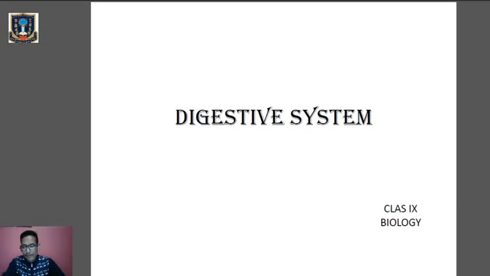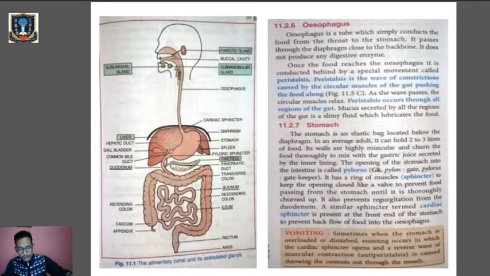Welcome to biology class. We are dealing with the chapter digestive systems, so we'll continue with this chapter only. Today we are going to learn about the oesophagus and the stomach and the other part of the digestive system. So oesophagus, that means this particular portion, the long tube-like structure. We are going to learn about this particular part.